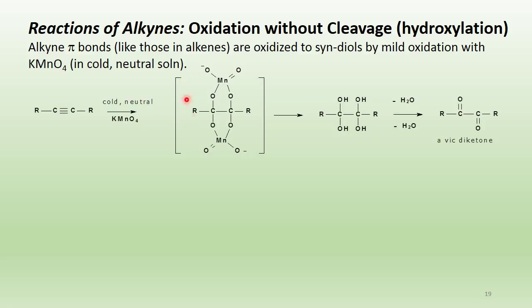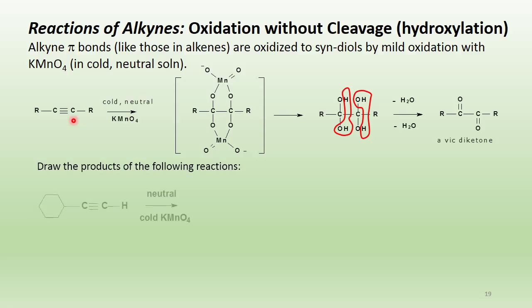The intermediate that's formed, that can't be isolated, is a manganate ester, and there are 2 of these since we opened 2 pi bonds on the alkyne, giving a vic tetraol. But this spontaneously loses water, 1 molecule of water for each pair of alcohol groups, giving this dicarbonyl compound. And since alkyl groups are on both sides, this is a diketone, a vic diketone. So if in your studies you encounter a product that has adjacent carbonyls, think about the possibility that it may have been formed by a mild oxidation, hydroxylation of an alkyne.